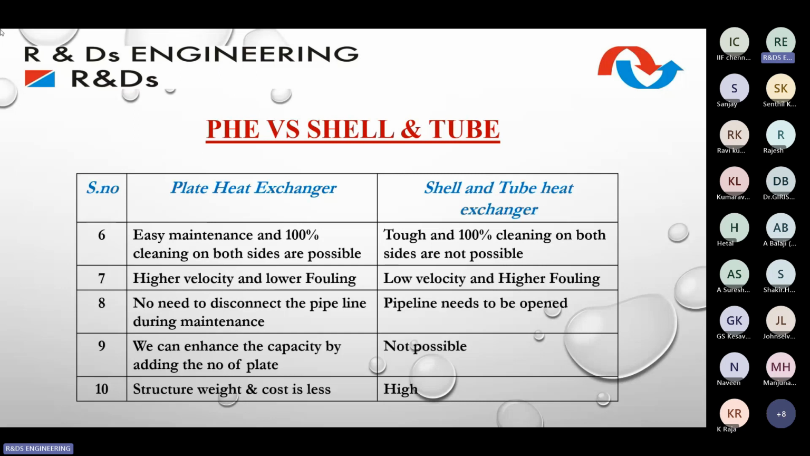And during maintenance, the plate heat exchanger does not call for removing the pipe connections, because all the pipe connections are located on the front side. So it is not required to remove all the piping. Whereas in the shell and tube heat exchanger, you don't have an option. You have to remove the pipeline and then do the cleaning activity.